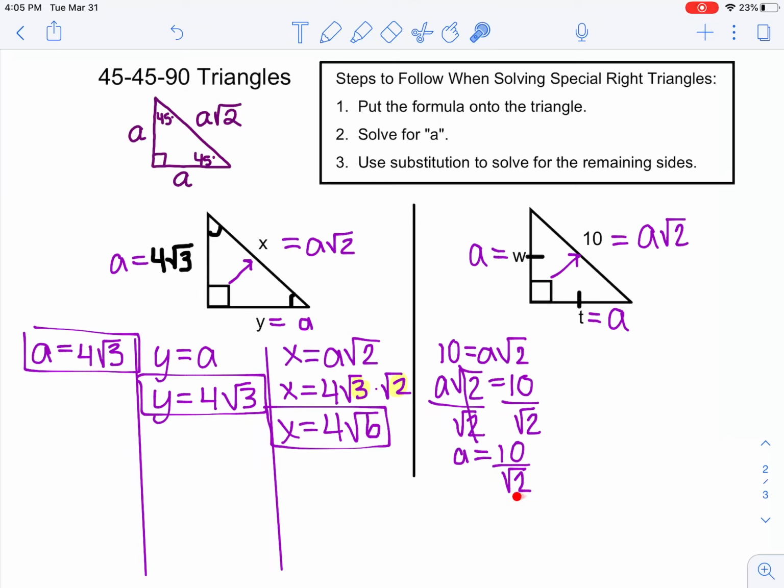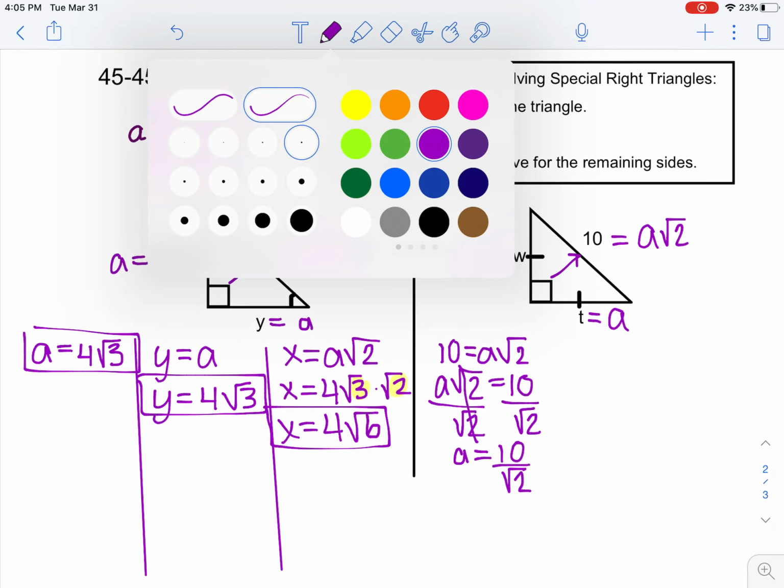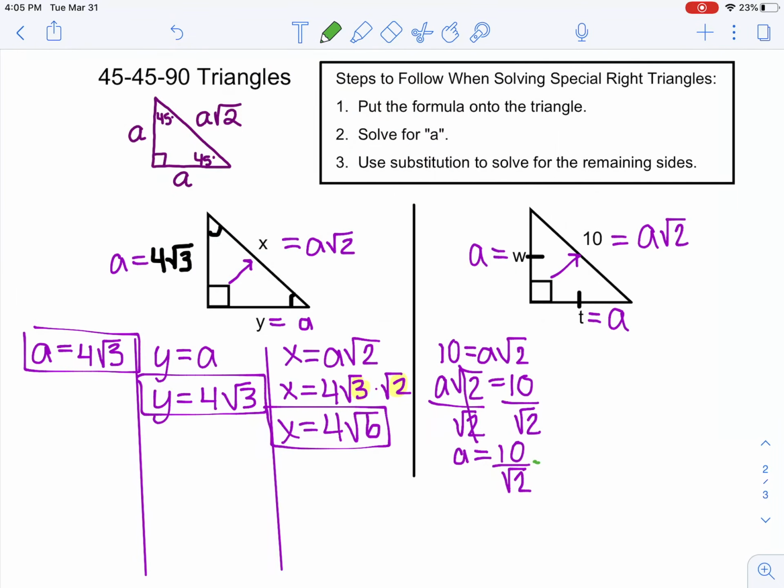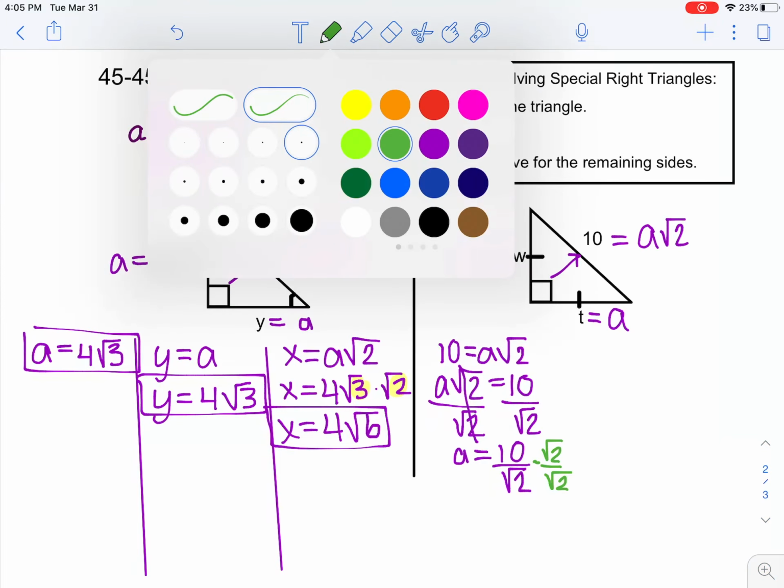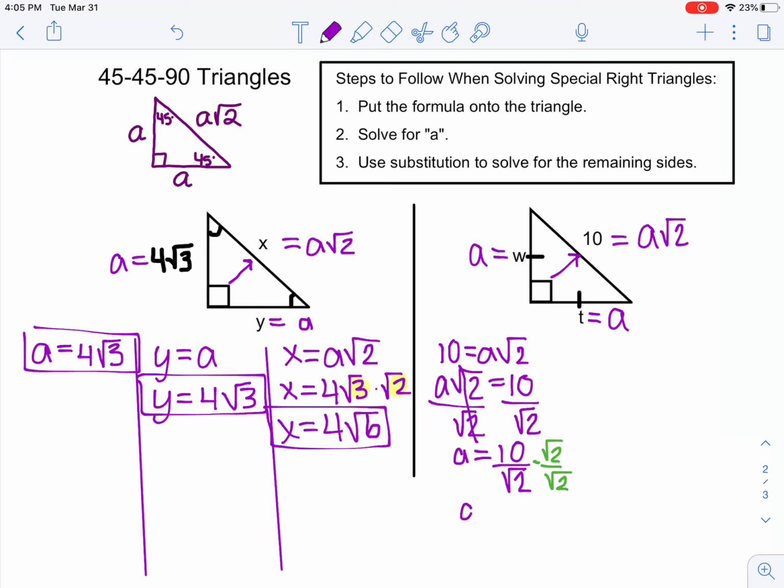Now notice I do have a square root in the denominator, and we don't want that. So we need to rationalize the denominator by multiplying by the square root of 2 over the square root of 2. Now we have A equals 10 root 2 on the top over the square root of 2 times the square root of 2, which would be square root 4, which is just 2. Then we can simplify one step further by dividing 10 by 2, which gives us 5 root 2.